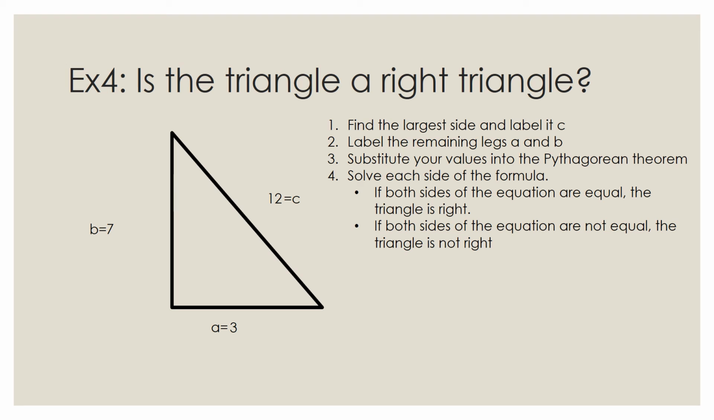Then we're going to substitute into the Pythagorean theorem again and see if both sides of our equation are equal to each other. So a squared plus b squared is equal to c squared. We have a, which is equal to 3, and b, which is equal to 7, and then we have 12, which is our c value. So 3 squared plus 7 squared is equal to 12 squared. If I square 3, I get 9. If I square 7, I get 49. And if I square 12, I get 144. Then we can combine the 9 and 49 on the left-hand side of our equation to get 58 is equal to 144. That's not a true statement, so this is not going to be a right triangle.